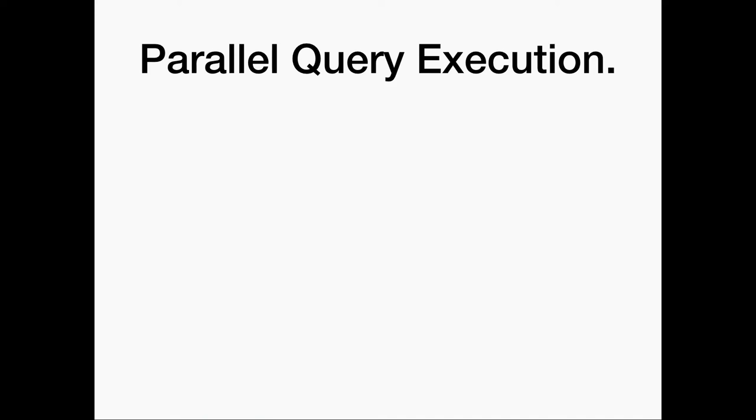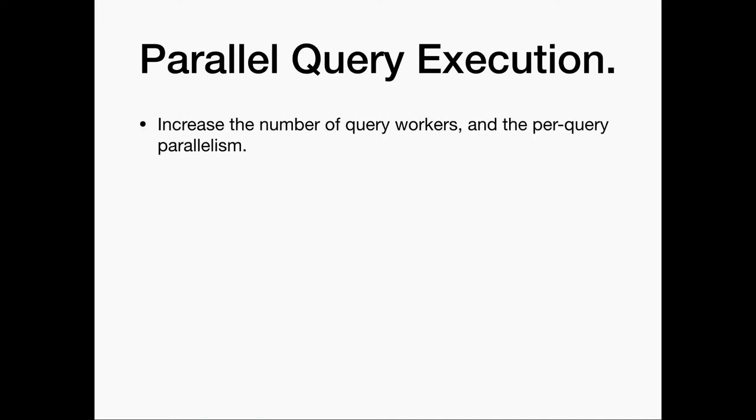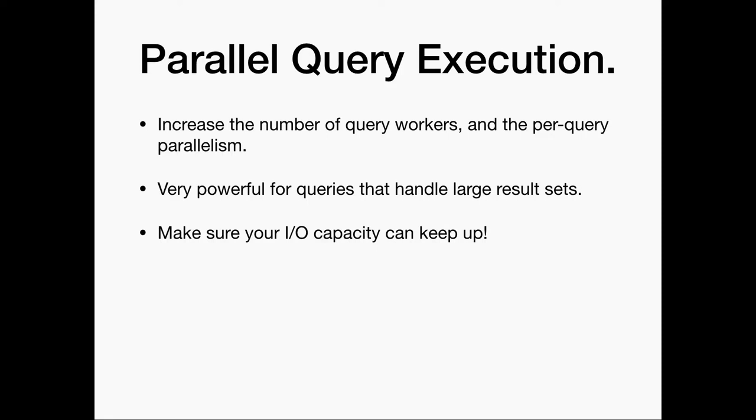And we now have parallel query execution. So this may be where you want to increase the number of query workers in the per query parallelism. The defaults are fairly conservative. It's very powerful for things that do large sequential scans or otherwise handle large result sets. You can get a really big speed up there. Just make sure your I/O capacity can keep up. If you're saturating I/O with 3 workers, going to 6 workers is not going to help you a whole lot.